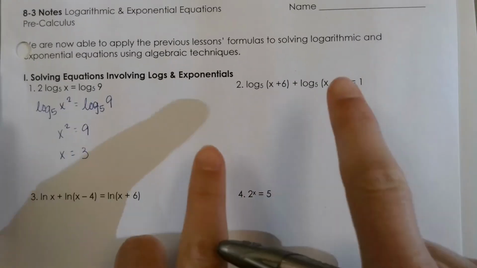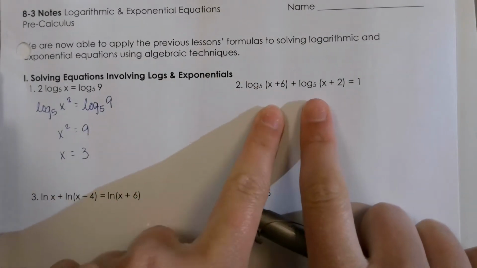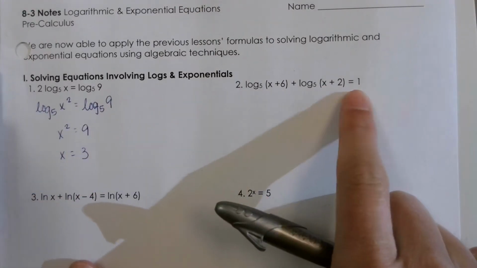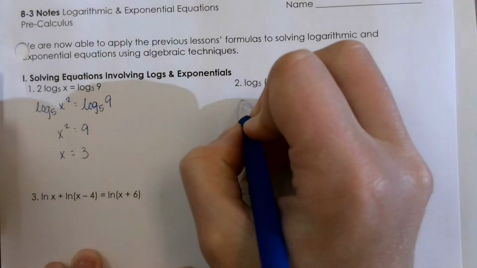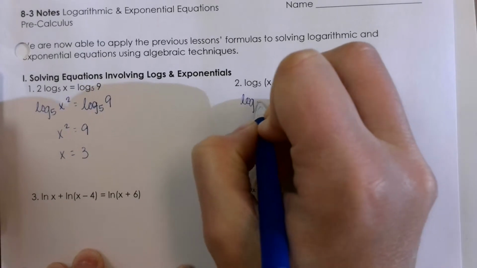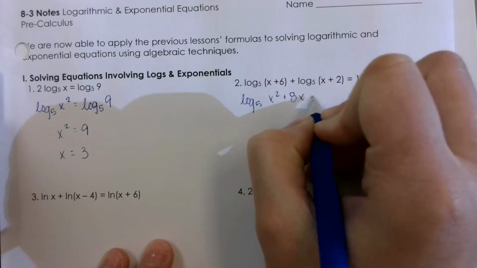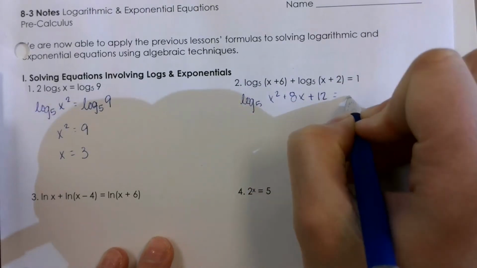How could we condense these two since they're being added? What could you do? Multiply. So you're going to multiply x plus 6 times x plus 2. What do you have to use to do that? The box. When you do that, you end up with x squared plus 8x plus 12 equals 1.